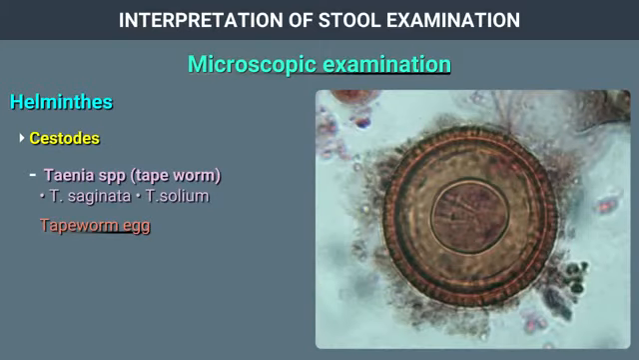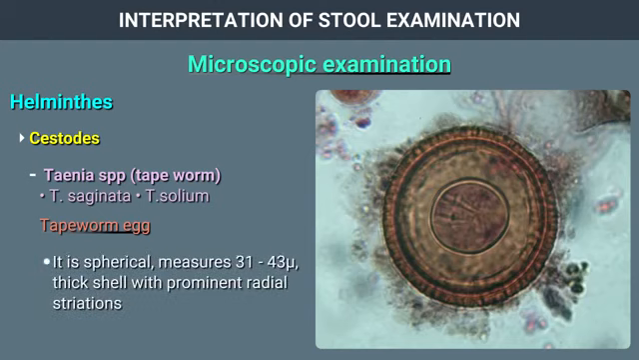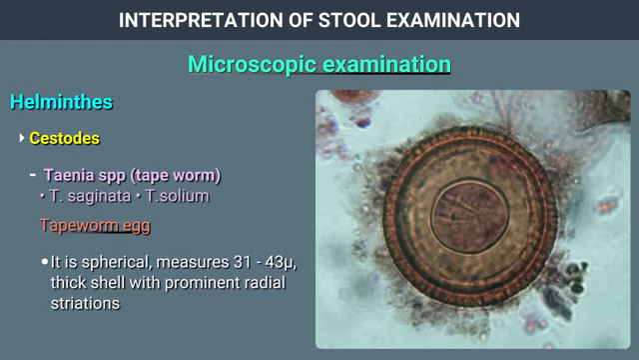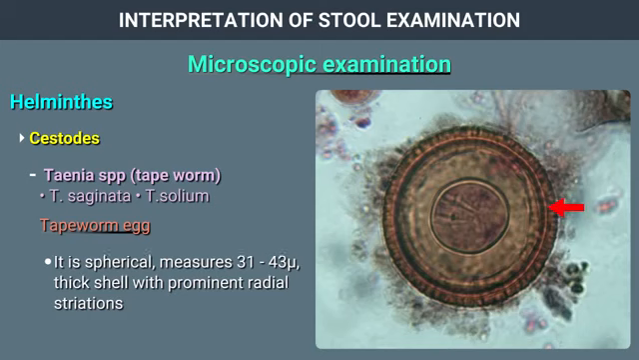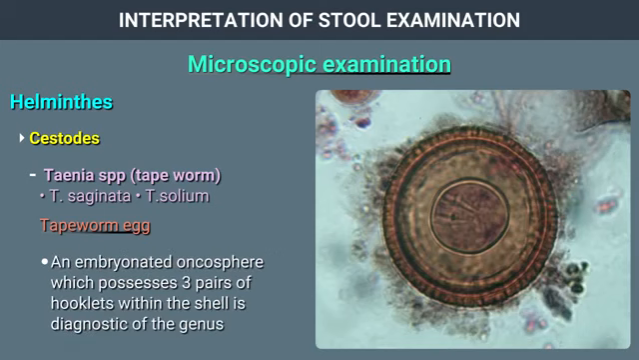Taenia species, that is Taenia saginata or Taenia solium. The tapeworm egg is spherical, measures 31 to 43 micron with a thick shell with prominent radial striations. An embryonated oncosphere which possesses 3 pairs of hooklets within the shell is diagnostic of the genus.